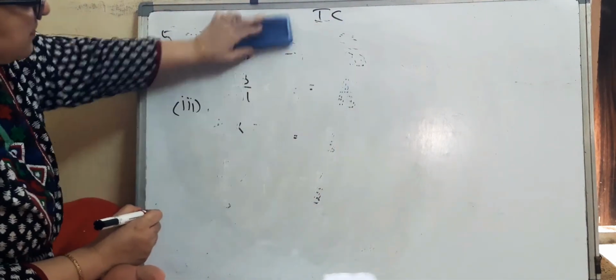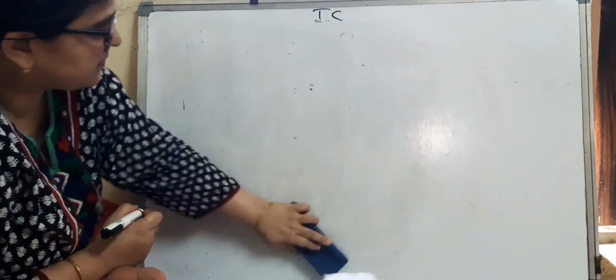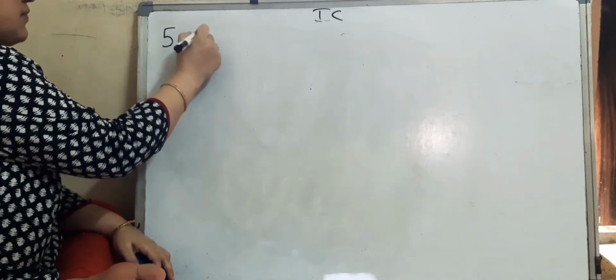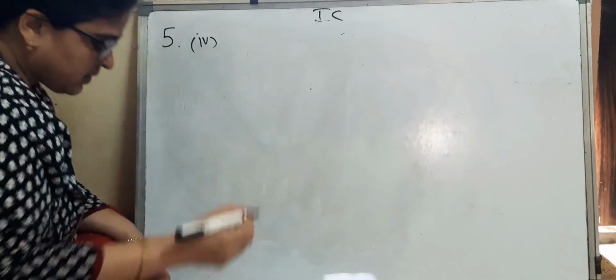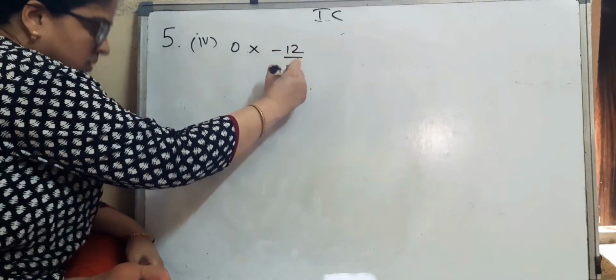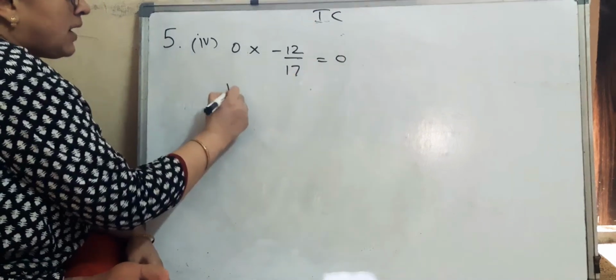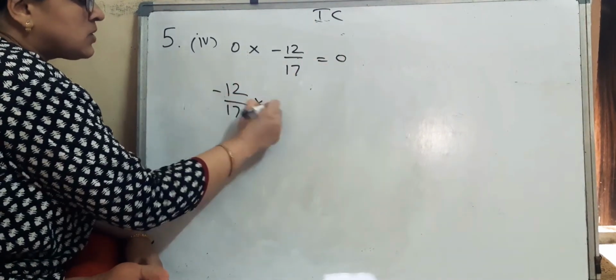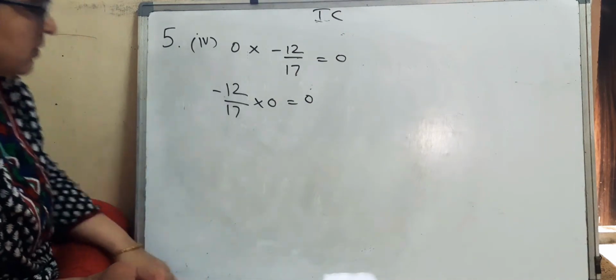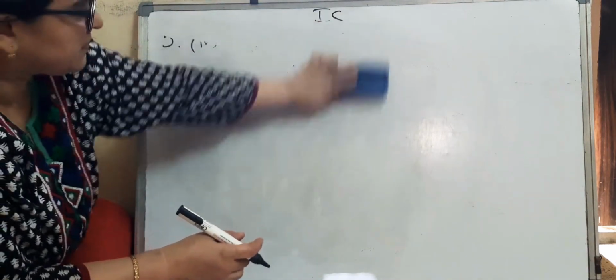Now fourth sum. 0 into minus 12 upon 17 is always 0. And 12 upon minus 17 into 0 is always 0. Right? Now, question number 6.